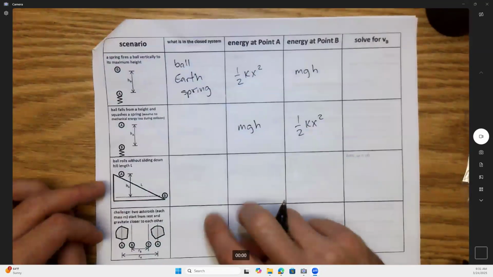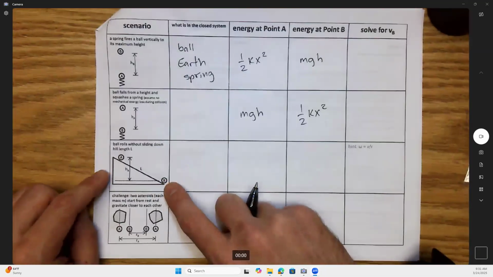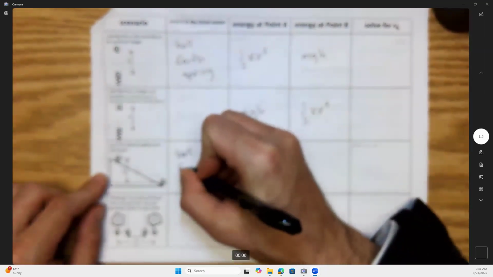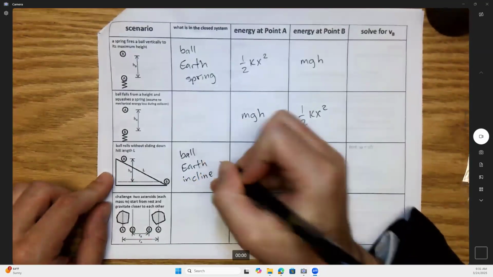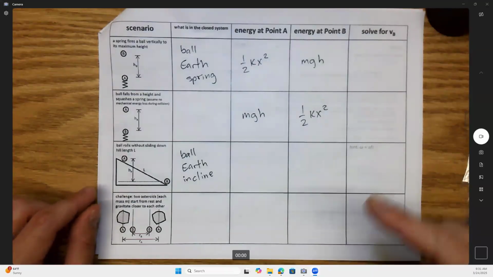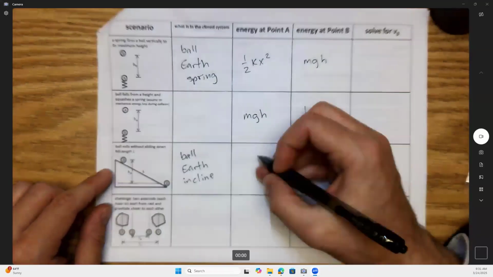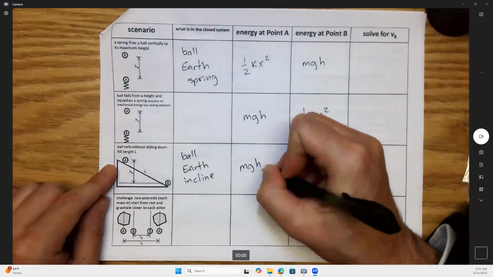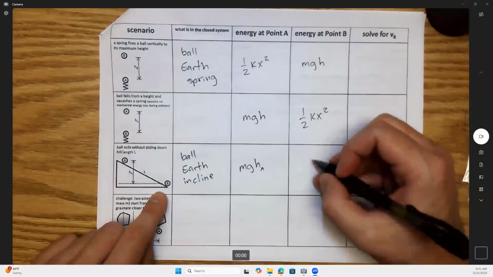All right, now these last two, a little trickier because, ooh, we got some rotational dynamics for this one. Guys, this ball rolling downhill. Let's consider the ball, the earth. I'm going to also throw the incline in it because there is a frictional force, but it's not actually taking energy out of the system. It's just inducing a torque that's inducing rolling. Okay. So what type of energy at point A? MGH.